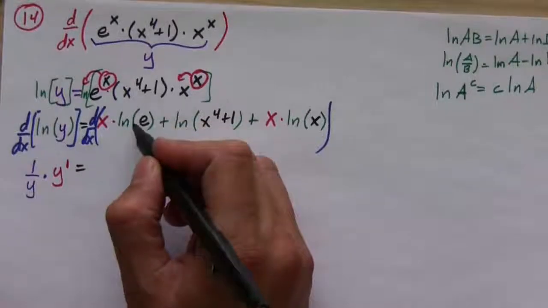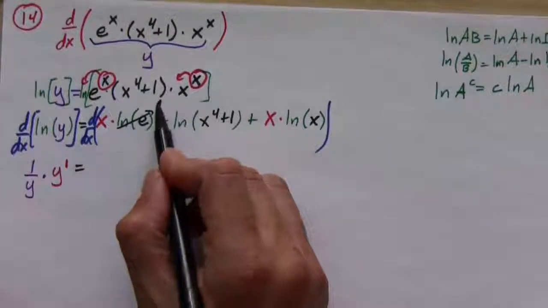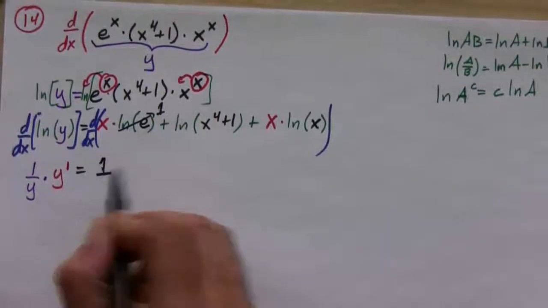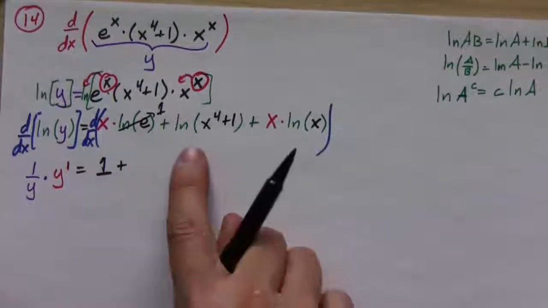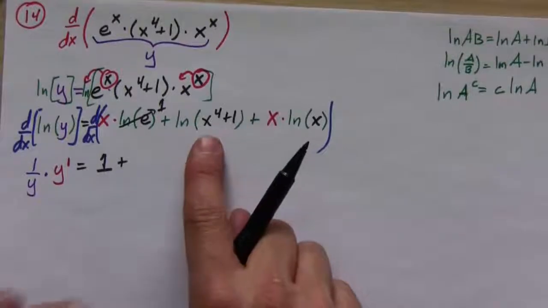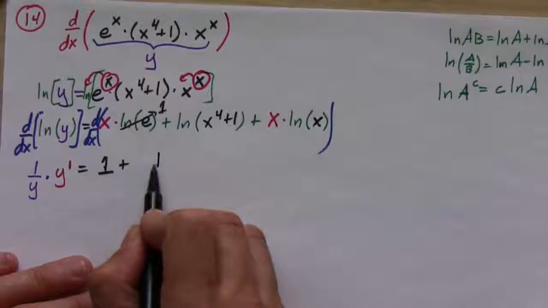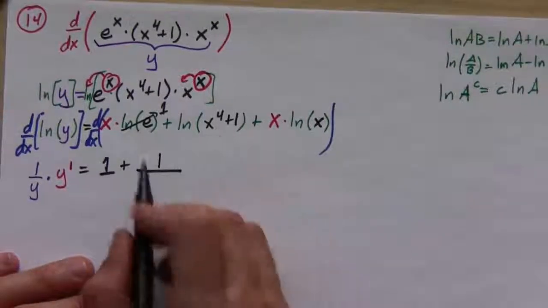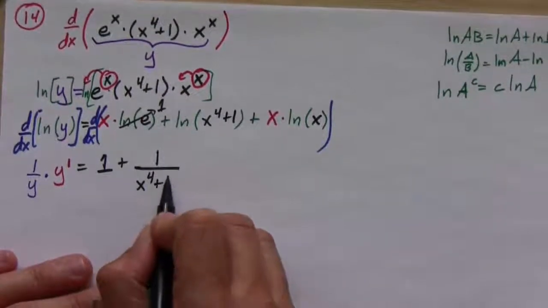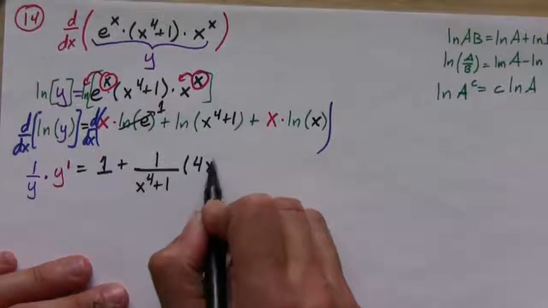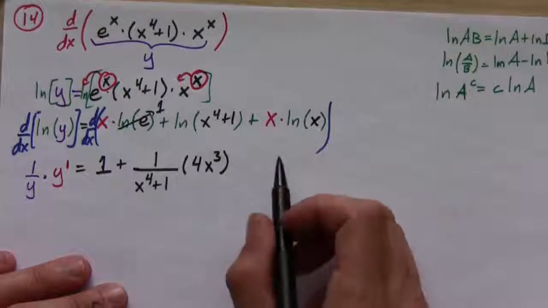Well, ln of e, that's just 1, so I'm not going to worry about that. But the derivative of x is going to be 1, plus the derivative of natural log of x to the fourth plus 1, which is going to be 1 over the inside, x to the fourth plus 1, times the derivative of the inside, which is 4x cubed.